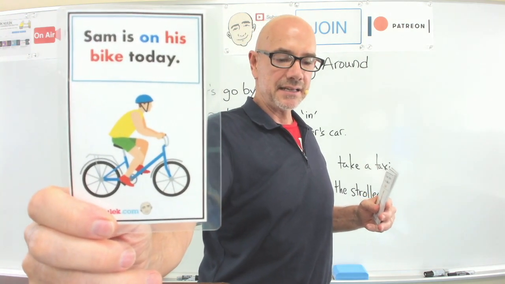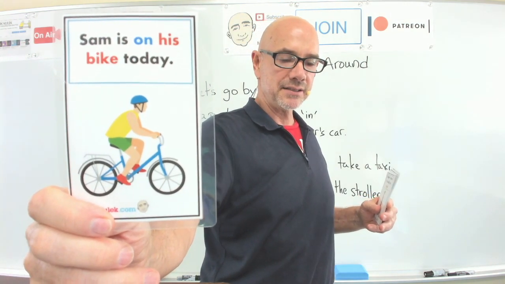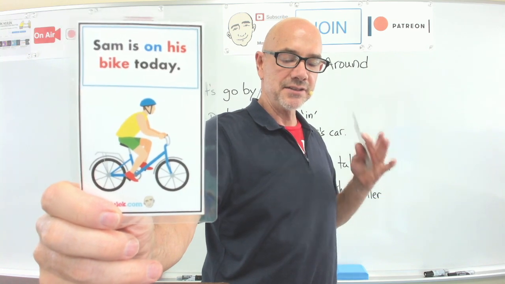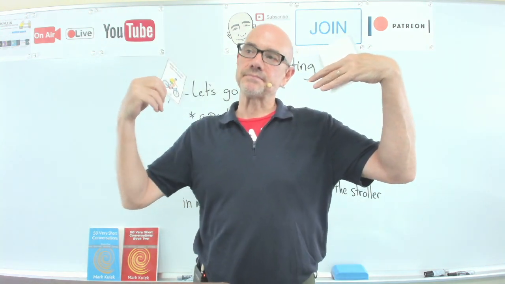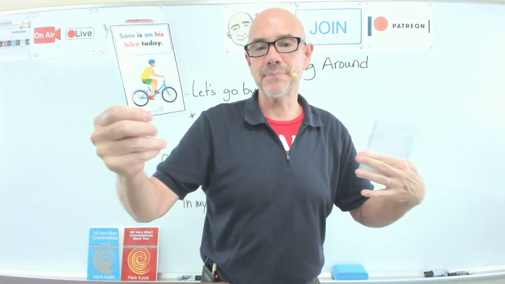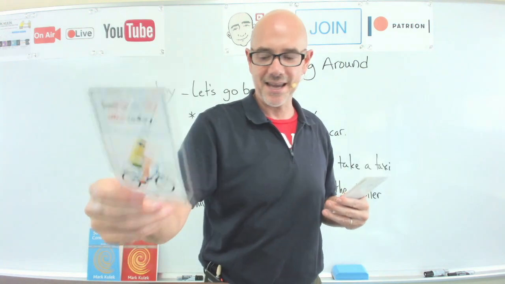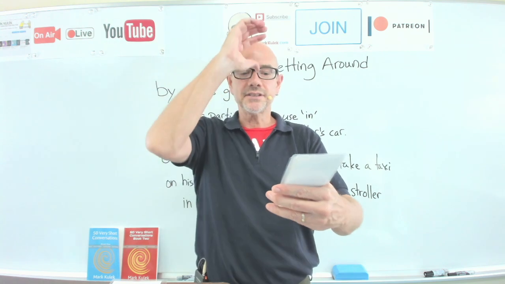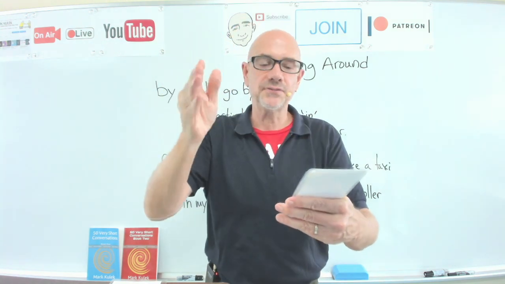Sam is on his bike today. Okay, so he's riding his bike. He's on his bike. So we have an expression like, ride my bike. I'm on my bike today. That means I'm riding my bike today. Okay, good.